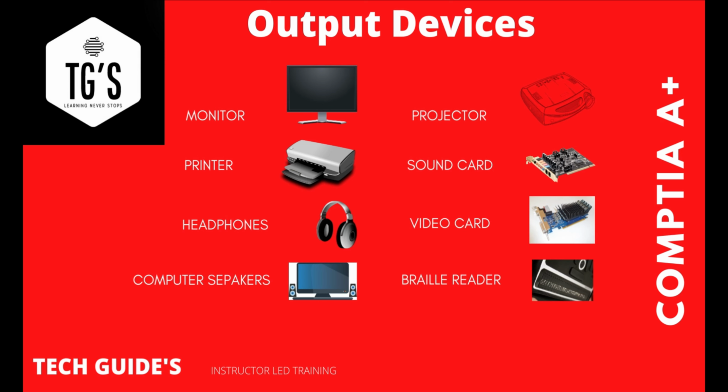Alright, so we can see a few output devices over here. To start with, first I can see there is a monitor. The second is a printer. Third are headphones. Fourth are computer speakers. We can see a monitor between the computer speakers, and just imagine there is a movie playing or a song and we can hear some nice music out of it. The fifth one is a projector. Sixth is a sound card. Seventh is a video card. And eighth is a braille reader.